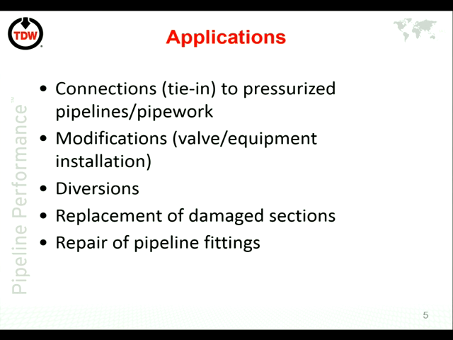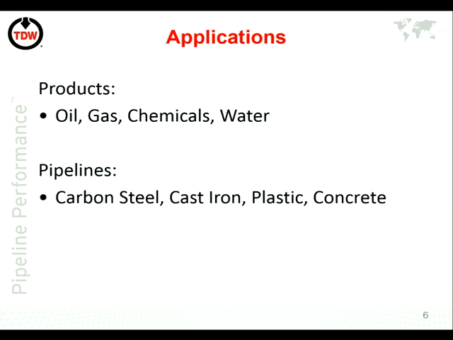So what products would we use it for? Typically, I'm more referring to TDW, but generally in the oil and gas business, we can do oil pipelines, gas pipelines, chemical pipelines, and we can also do water pipelines. So hot tapping can also be considered for pressurized water pipelines. And the type of pipelines we can drill into: carbon steel, which is typically what you'd see in oil and gas, cast iron in older pipelines, plastic pipelines, and also again, this gets back to the water industry, we can do concrete pipelines as well.